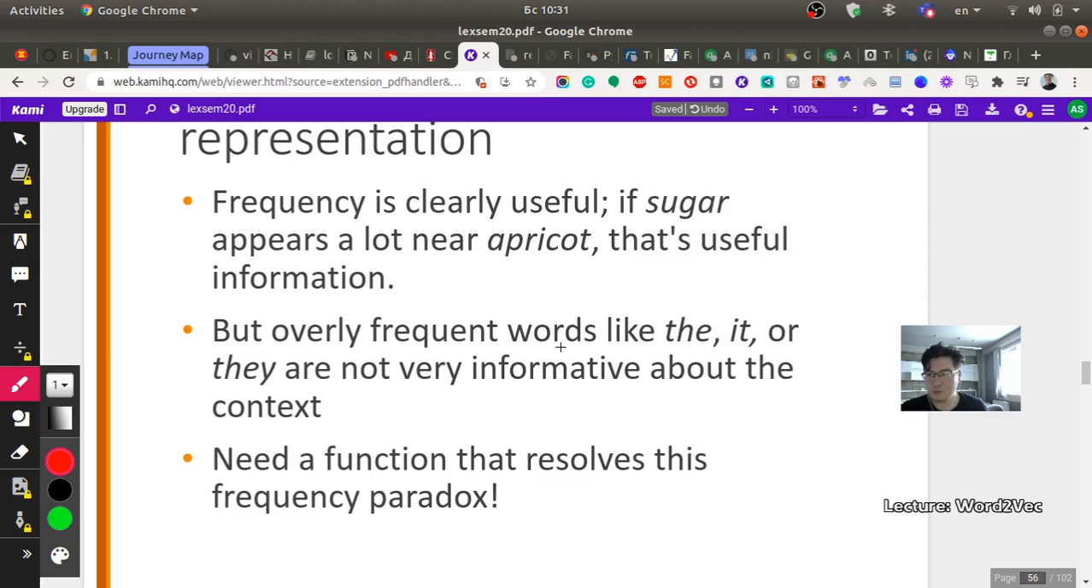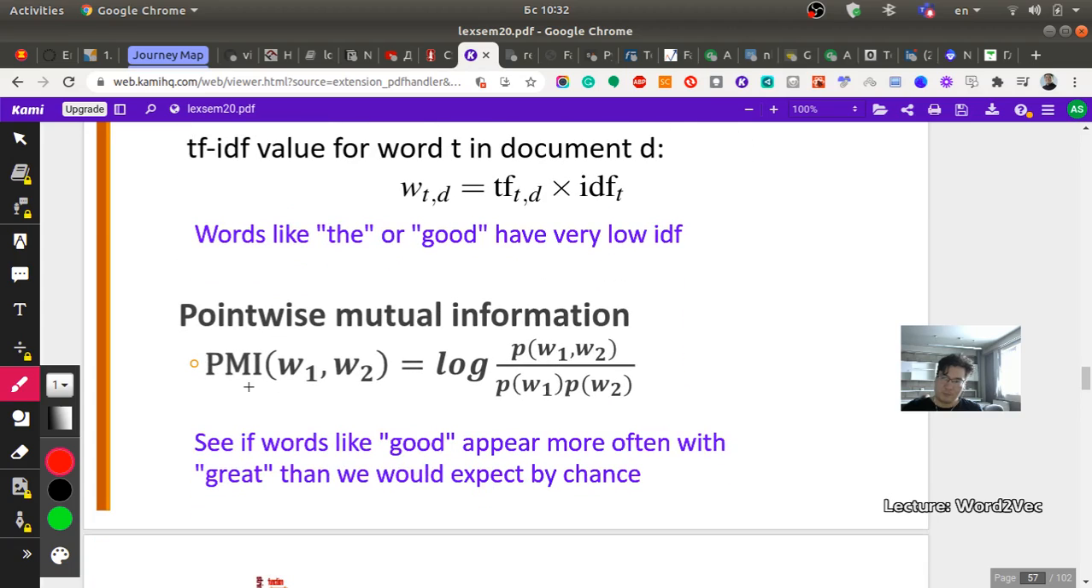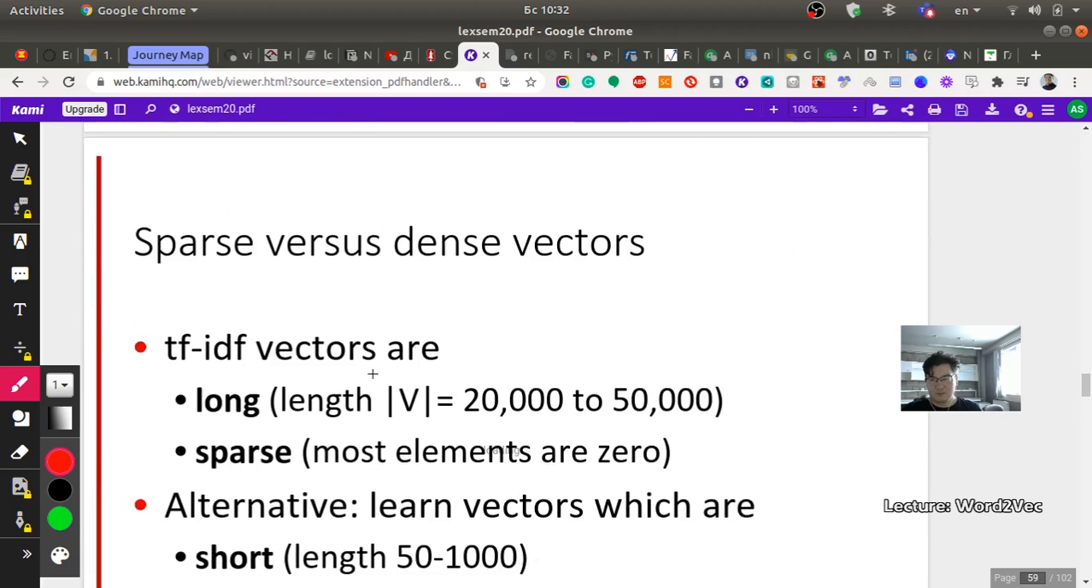So there are two things. If two words appear together, that means something. While there are many words like the, it, or they that appear everywhere and are not informative. Many functions help in reweighting the counts, for example TF-IDF or pointwise mutual information, which makes it better.